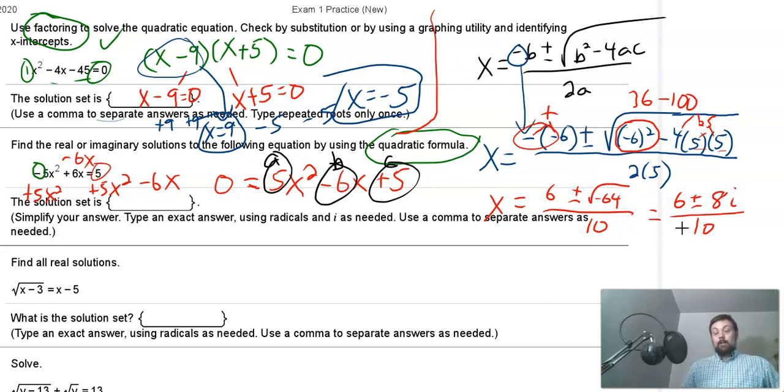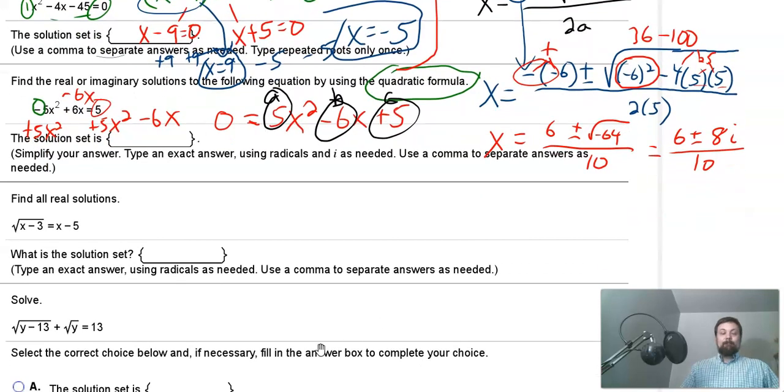The last thing we need to do here is reduce this. Now, there's a couple ways to think of it. I'm not really sure the best way to explain this one. I guess we could just split it up. I think that's a pretty common thing students like to do. So you take the 10, you divide it into each term separately. So we get 6 over 10 plus or minus 8i over 10. This is not the only way to reduce it, but it's one way, and it's a good way.